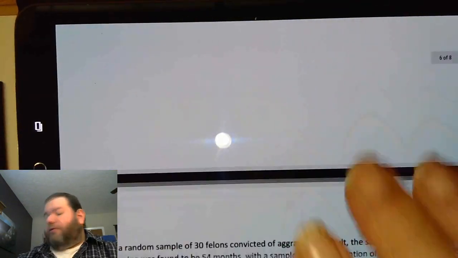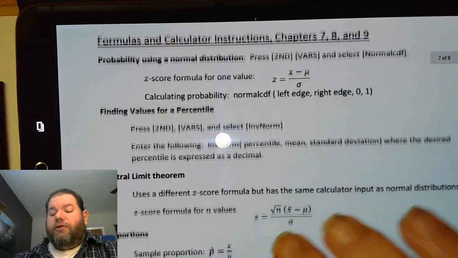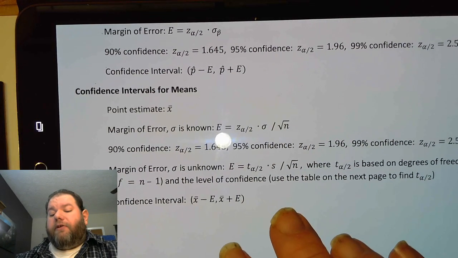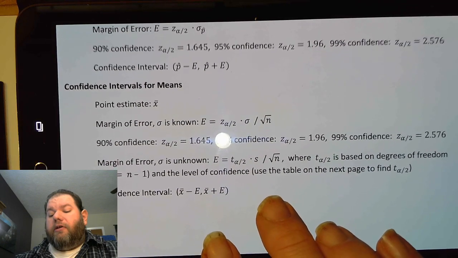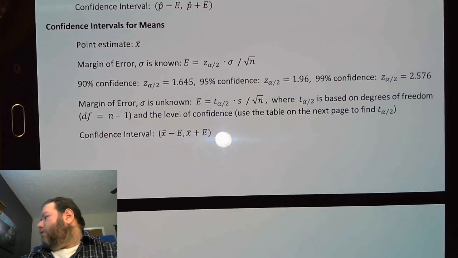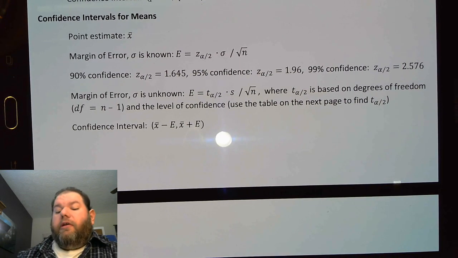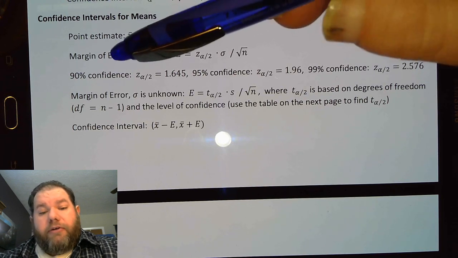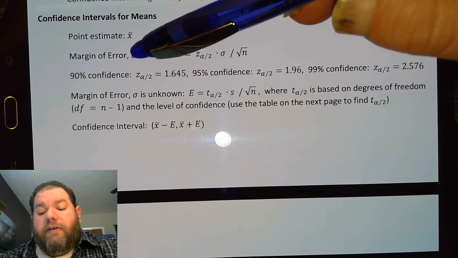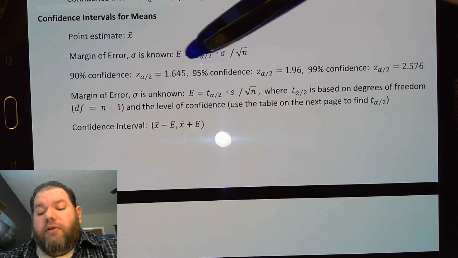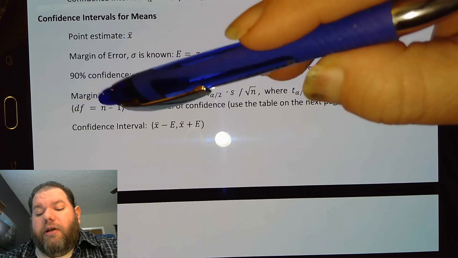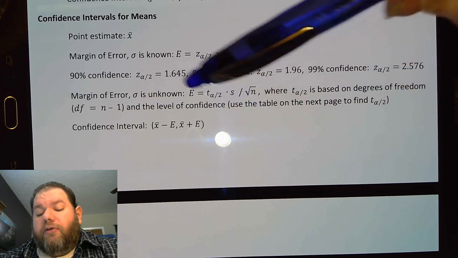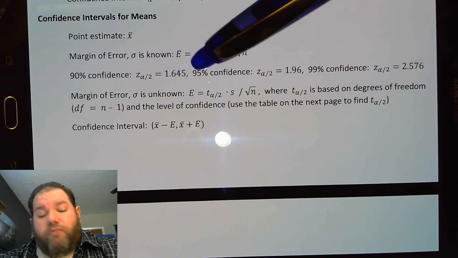Now, if you go to our formula page, we don't need that one, we need this one. Confidence interval for means. So our point estimate is x bar. We've already been given that value. We have to calculate the margin of error. If sigma is known, then we can use this formula for margin of error, and if sigma is unknown, we have this other formula for margin of error. So it's really a matter of which one do we have.